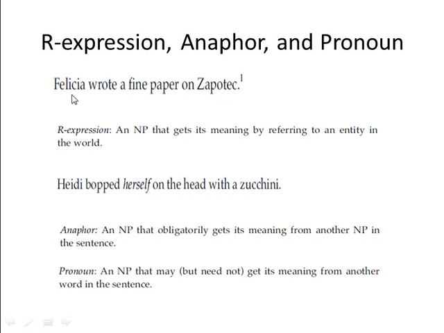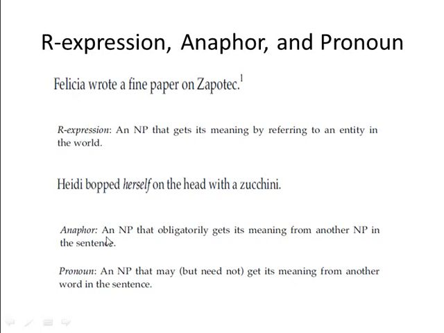Why? Because Felicia is about someone, a girl, a person in the real world. Nah, jadi ketika kita menuliskan noun phrase yang berupa sosok seseorang atau sesuatu dalam dunia nyata, that's what is called R-expression or referring expression. Referring expression is a noun phrase that gets its meaning by referring to an entity in the world. Jadi noun phrase yang mendapatkan makna dengan merujuk kepada suatu benda di dunia ini. So of course when you hear or read Felicia, you have an imagination in your mind, maybe it's a girl, someone from a certain country, for example. So that's what we call an R-expression.